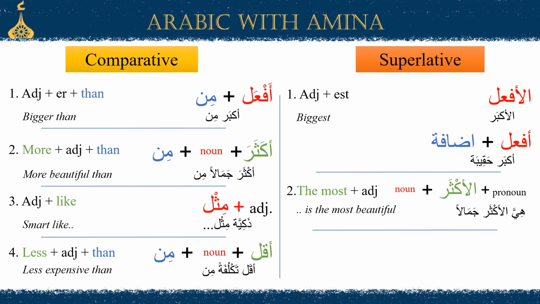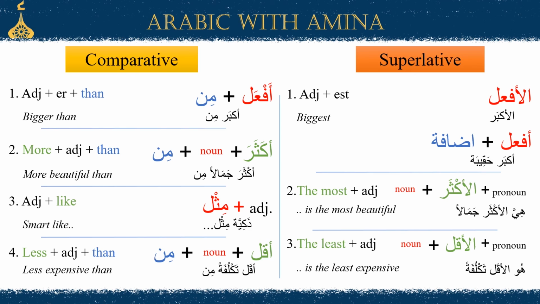The third method was using the word least followed by adjective. And in Arabic, it was very similar. It was a pronoun followed by al-aqal followed by a noun. So, is the least expensive. هو الأقل تكلفة. Take a moment to appreciate the similarities between comparative and superlative rules in Arabic.